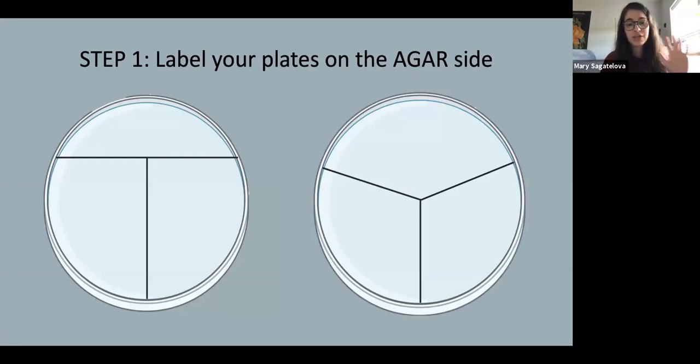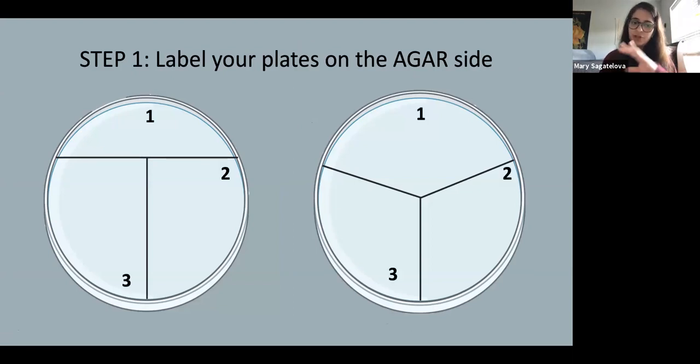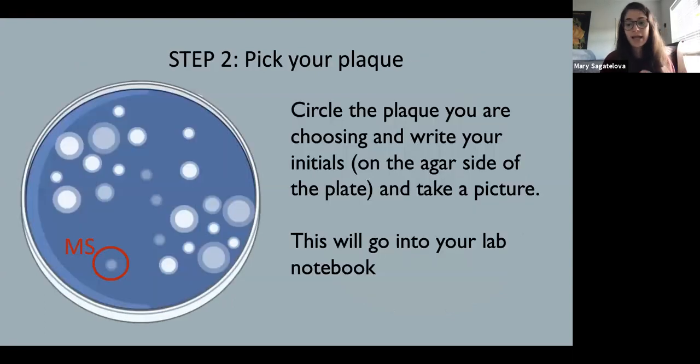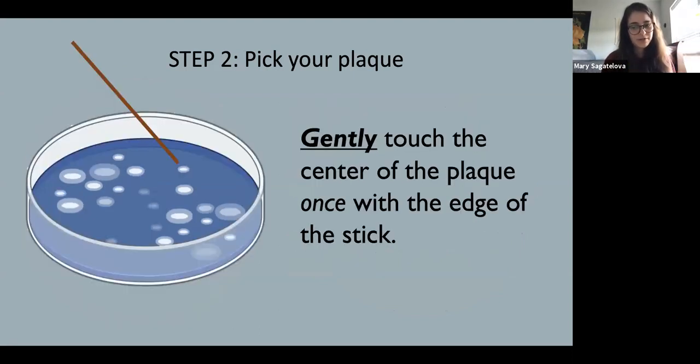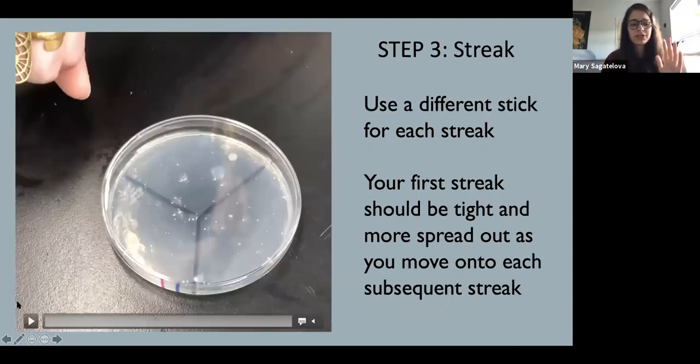I'm just going to go over it to make sure we're all on the same page coming into Open Lab this week. So you're going to label your plates on the agar side. You're going to draw your T-shape or your pie shape, and then make sure you're putting your name, the date, and any information on what sample it is. So this is streak number 3. All identifying information goes on the agar side. You're going to pick your plaque. You're going to circle it. Make sure you write your initials on the agar side. Again, you're going to take a photo, and this is going to go into your lab notebook. Very key: you're going to gently touch the center of the plaque with a fresh, sterile wooden stick that you're working around in your aseptic zone. And then you're going to streak it onto your plate.